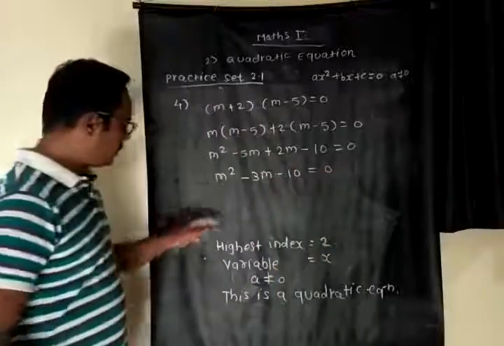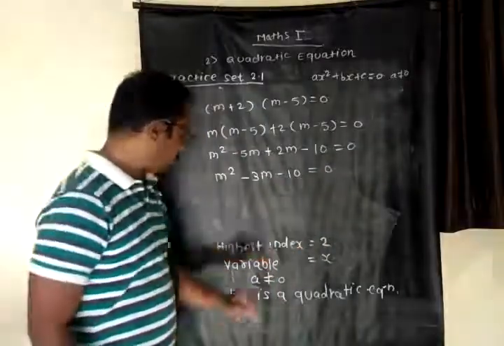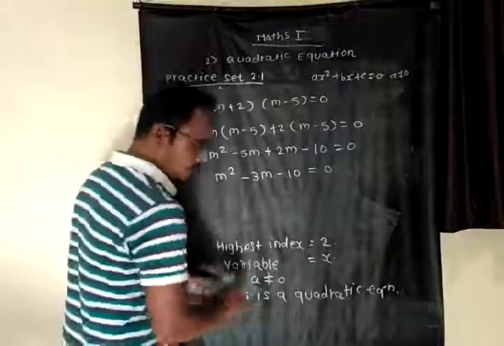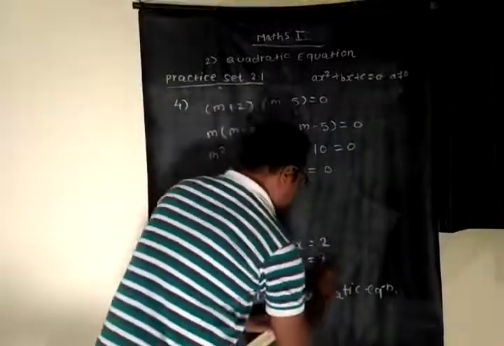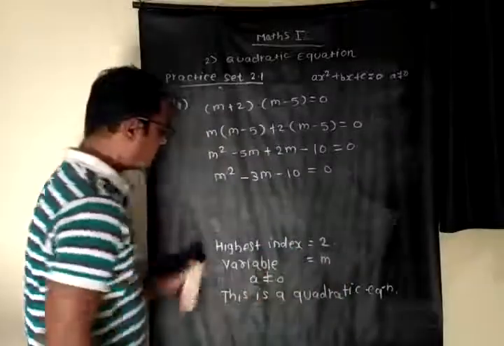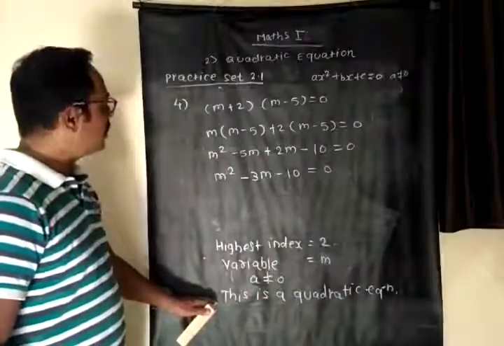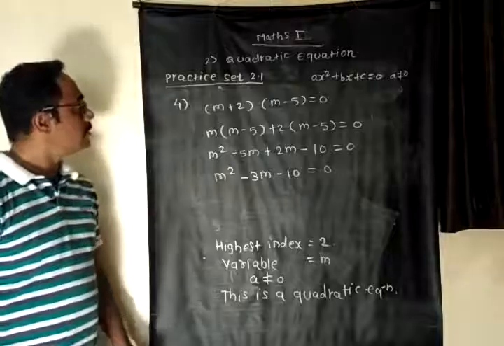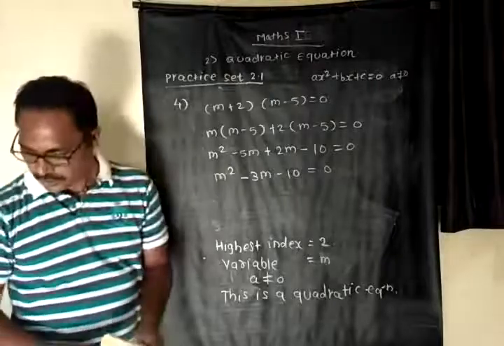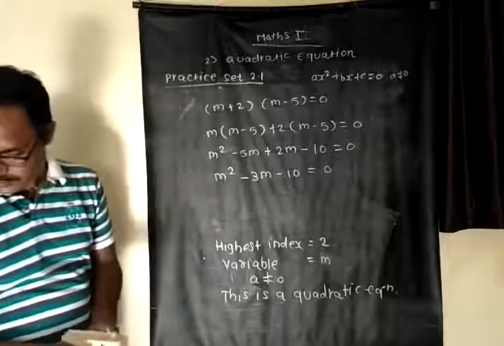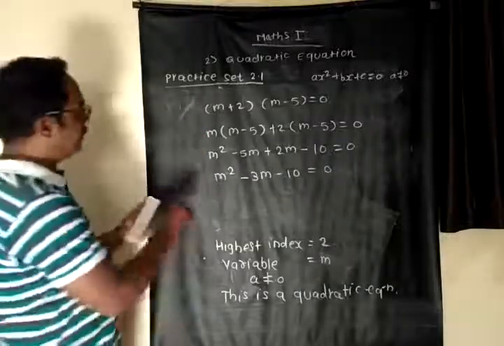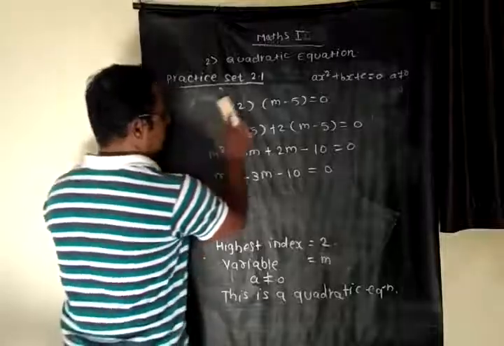So in this case the highest index is 2. There is only one variable, m, not x, and the value of a is not equal to 0. So this is also a quadratic equation. So this is our question number 5. Now we'll solve question number 6.